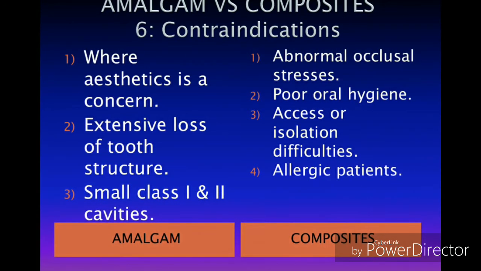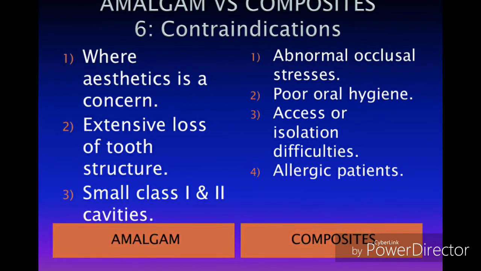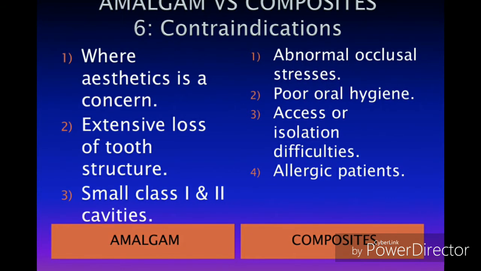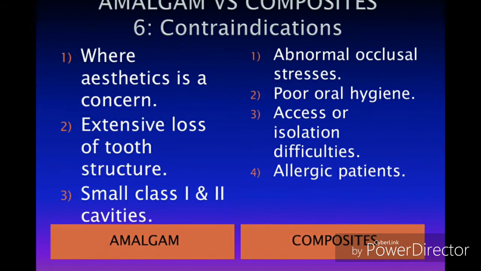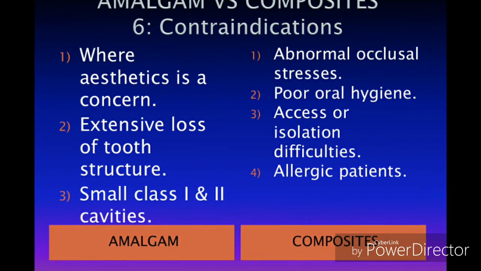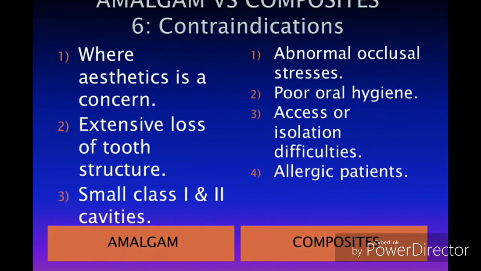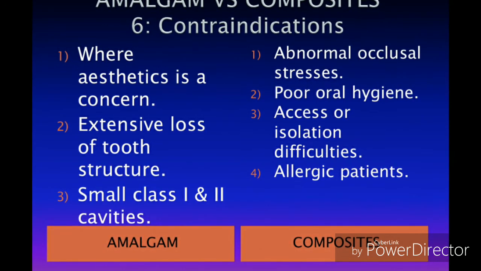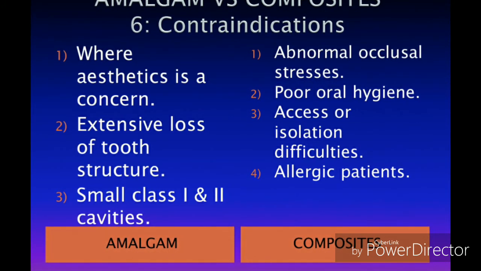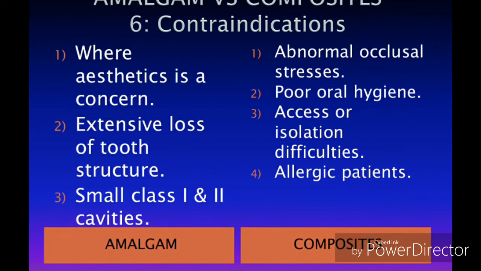In the areas which are difficult to access or where the isolation cannot be done properly, dental composites are also contraindicated because the dental composite won't bind with the tooth structure if there is any compromise on the isolation, or where it is difficult for the light to access. Then the patients who are allergic to the polymeric component of the dental composites are also contraindicated.